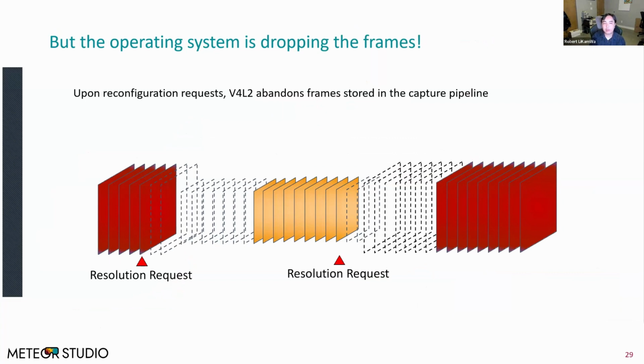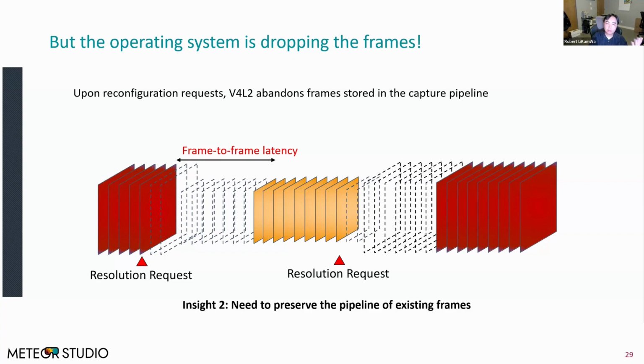The operating system is actually dropping frames. The Video for Linux 2 media framework is actually abandoning the frames stored in the capture pipeline. And so that's creating a huge frame-to-frame latency, basically, because not only does it take time to reconfigure, but it actually drops any frames that are currently in the pipeline. And so we need to preserve the pipeline of existing frames. So that's our second insight there. The first insight is the hardware can do it. The second insight is we need to preserve the pipeline. But then we're like, okay, but even if we were to preserve the pipeline, we'd save some of these big red frames that you see here before you jump to the smaller yellow ones.